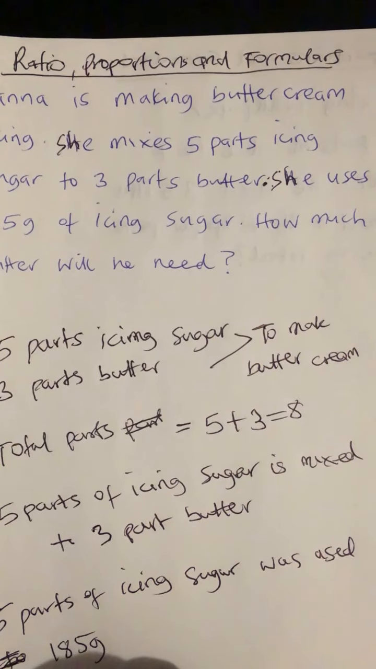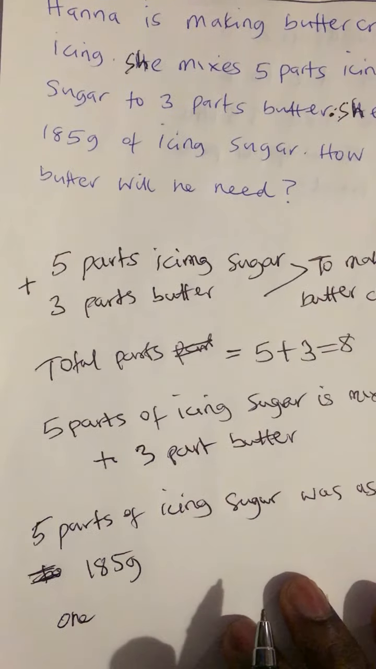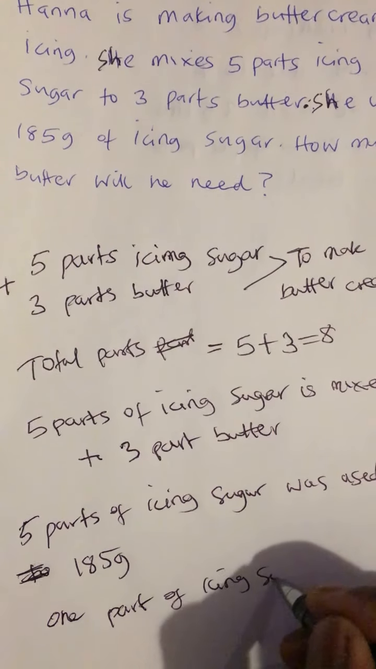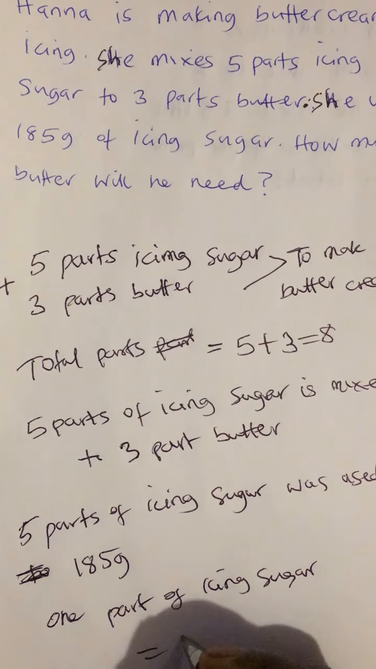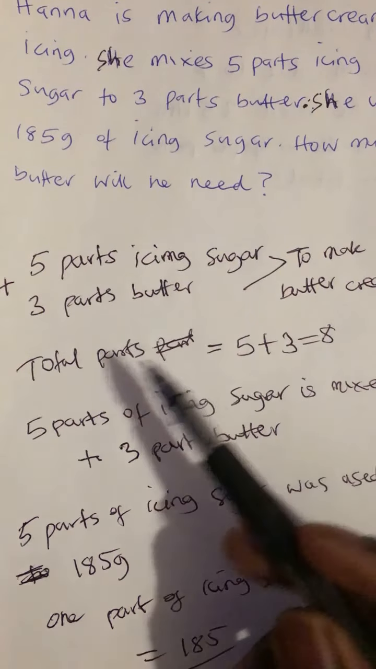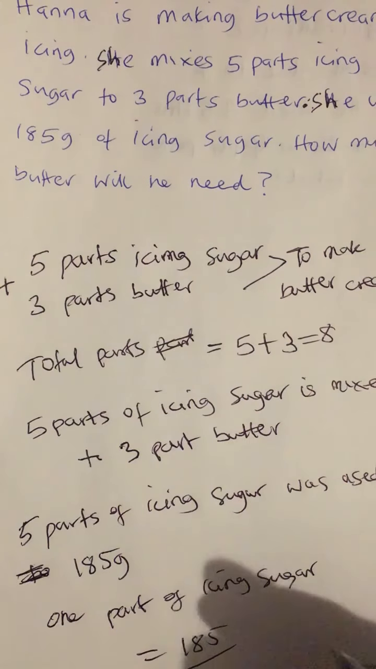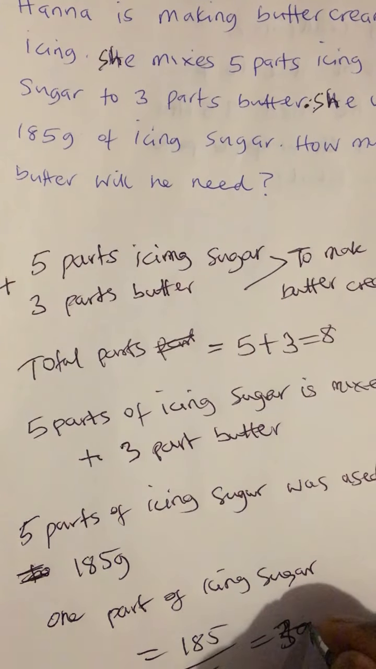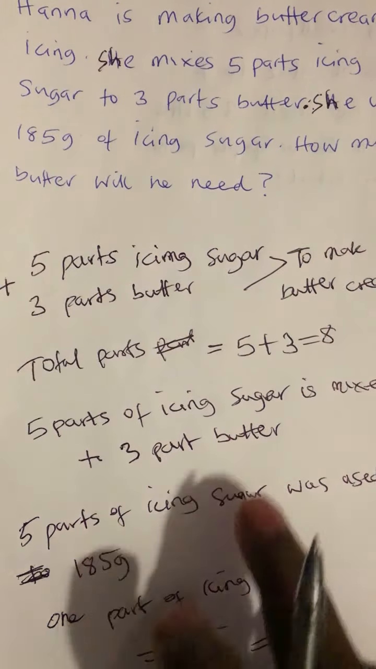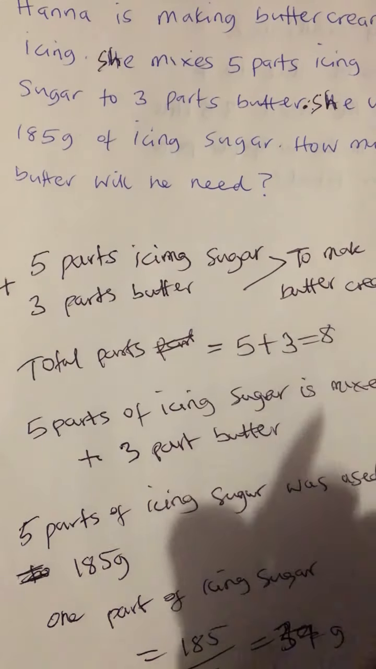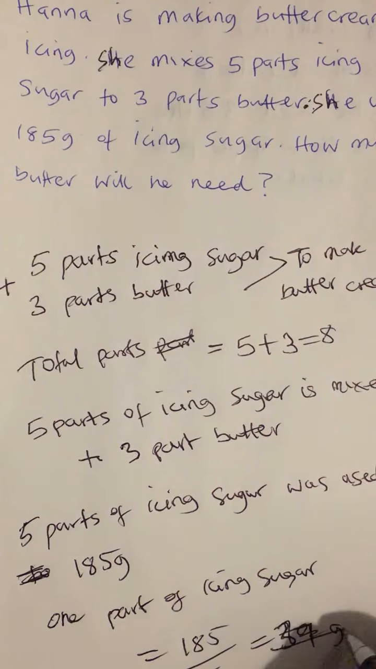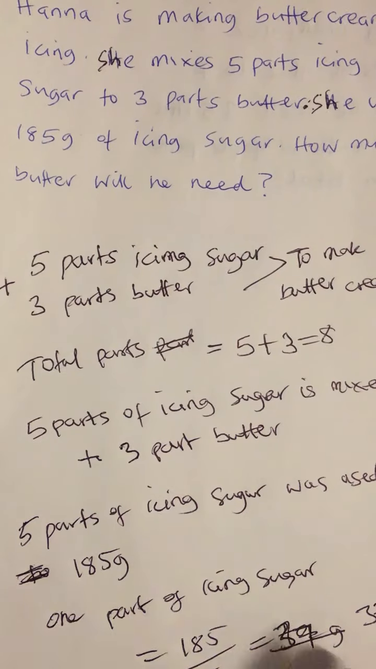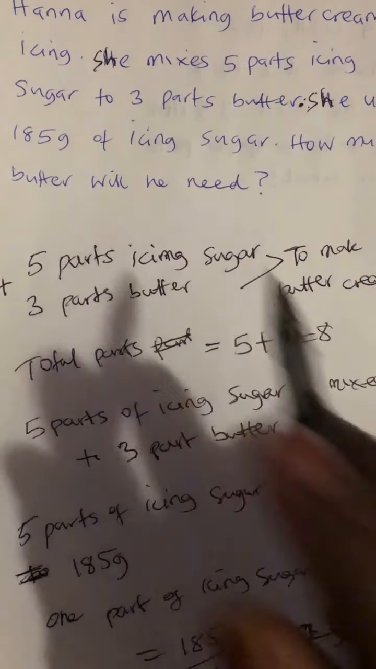So 1 part of icing sugar is equal to 185 grams divided by 5. This will give you 37 grams of icing sugar. Because we are using 8 parts, 1 part is 37 grams. Let me put this: 37 grams. So 3 parts of butter, because the question is how much butter will you need.